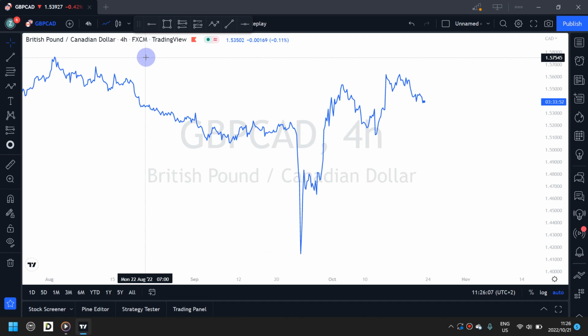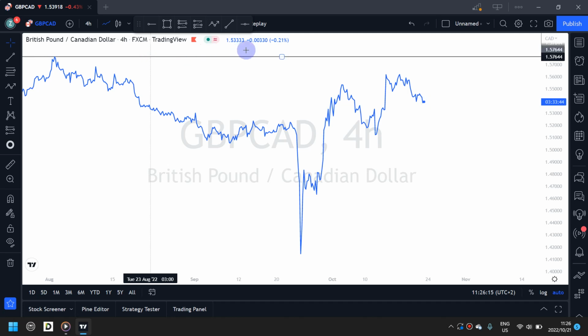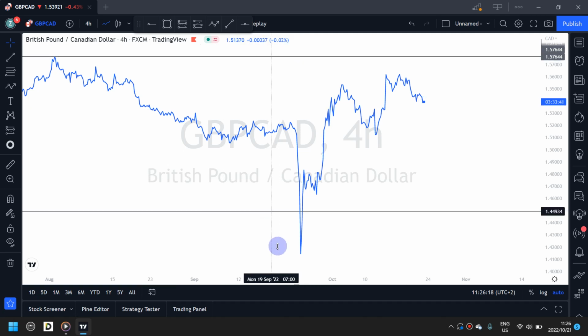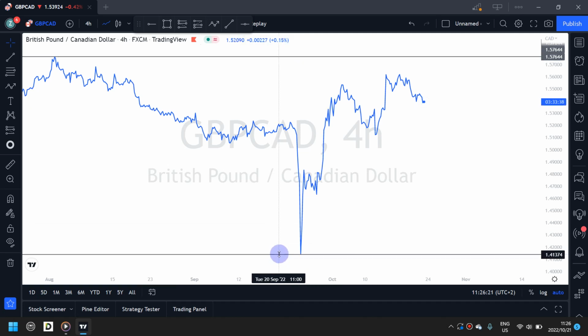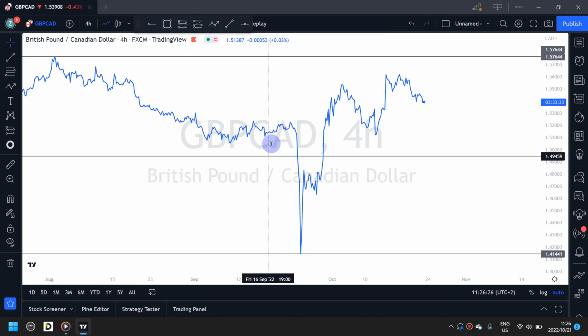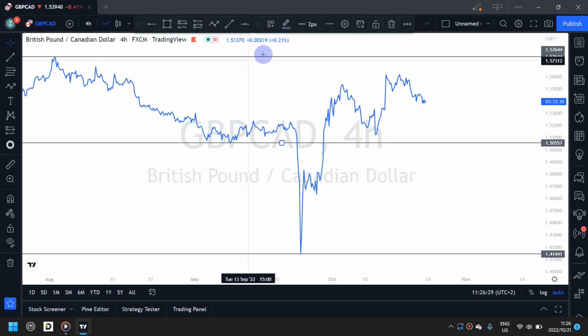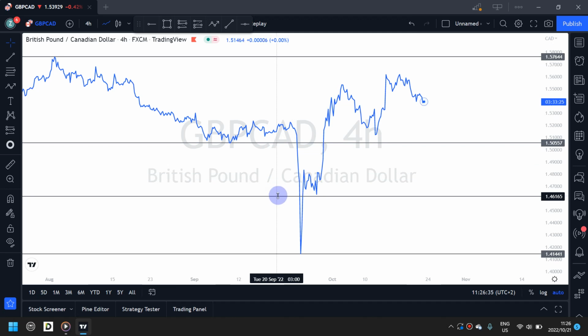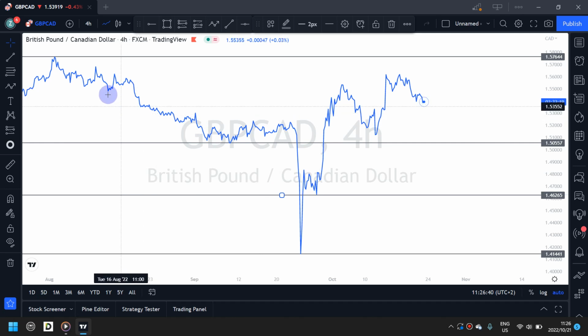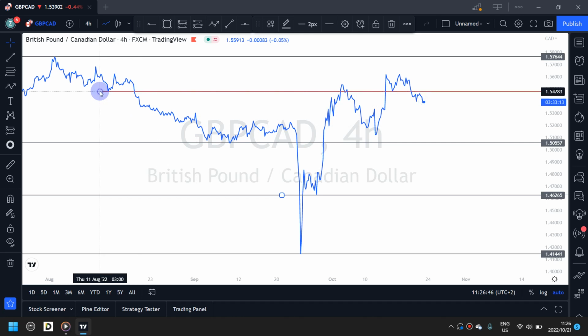I usually have a maximum of 4 key levels that I cater for whenever I analyze. These are my 4 key levels that I have for this GBPCAD pair. Now another thing, there's a key level that I want to add right there.